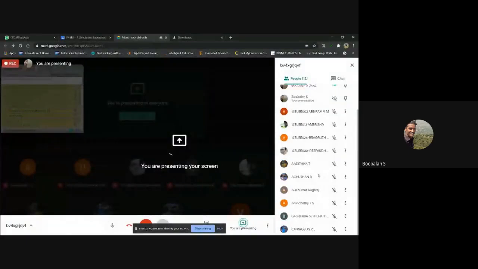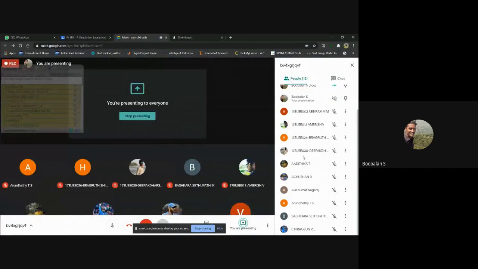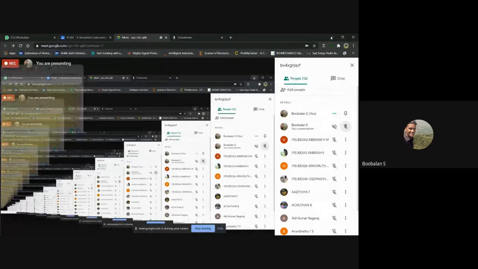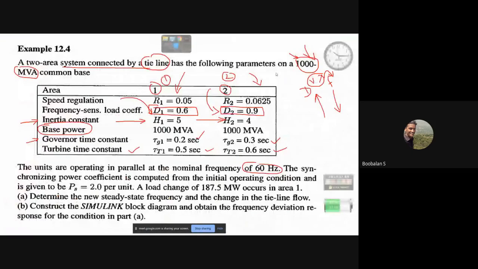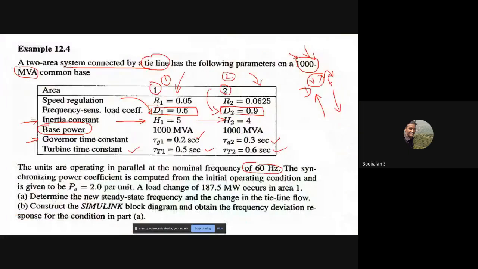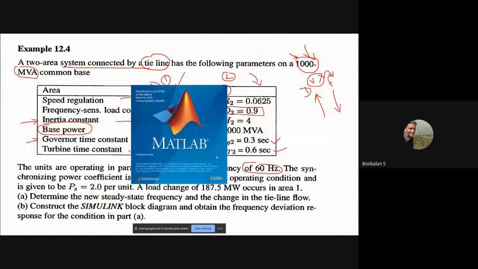Yeah, I guess it's now shown. So you continue working in parallel. Yeah, I think my entire screen is now visible, right? Anyone just tell me? Yeah. Now I'll just go with that MATLAB. It will take some time, I guess.